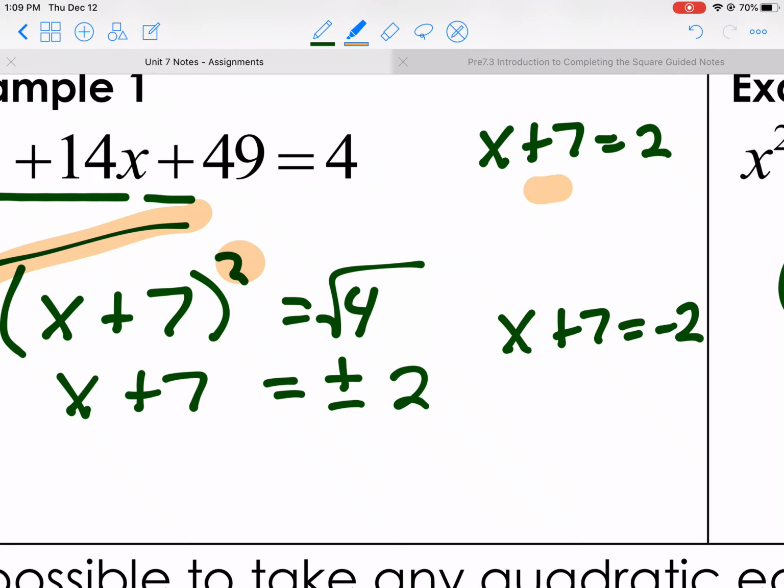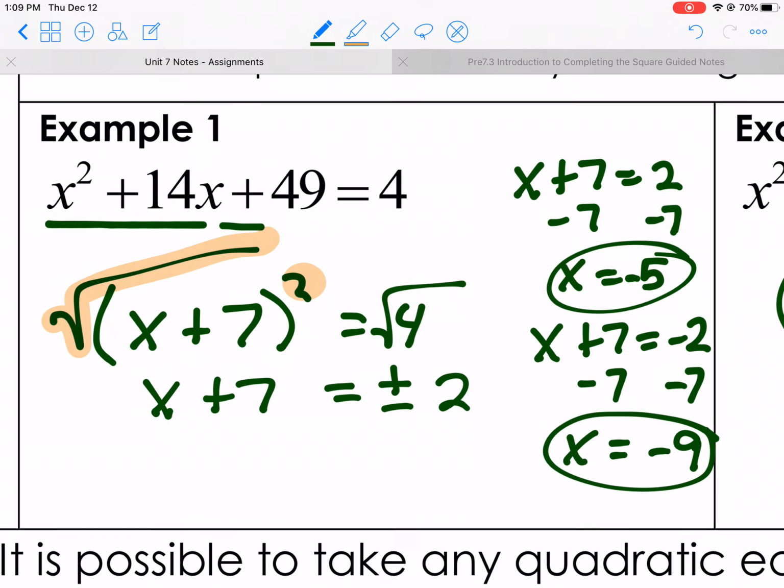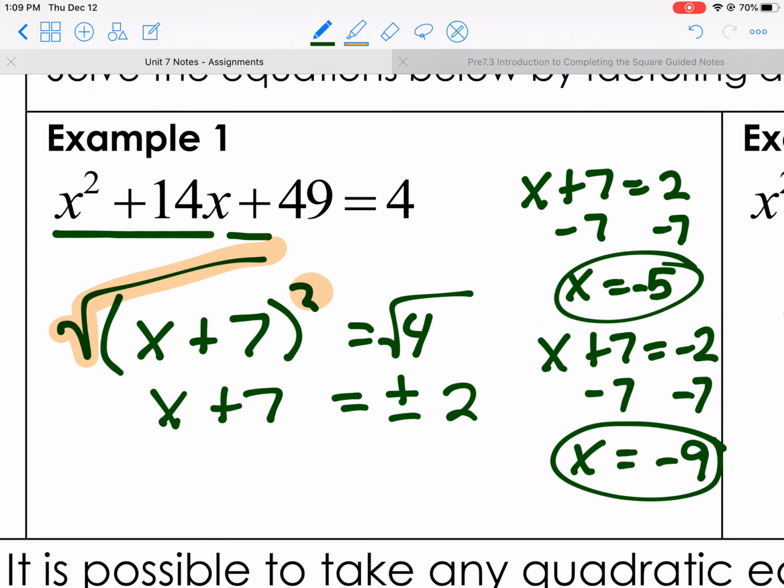So we want to subtract 7 from both sides. And one of our solutions is x equals negative 5. And subtract 7 from this one. And the other is x equals negative 9. Either of these would satisfy the equation. And we can check it to see if it's true. Let's go ahead and do that.